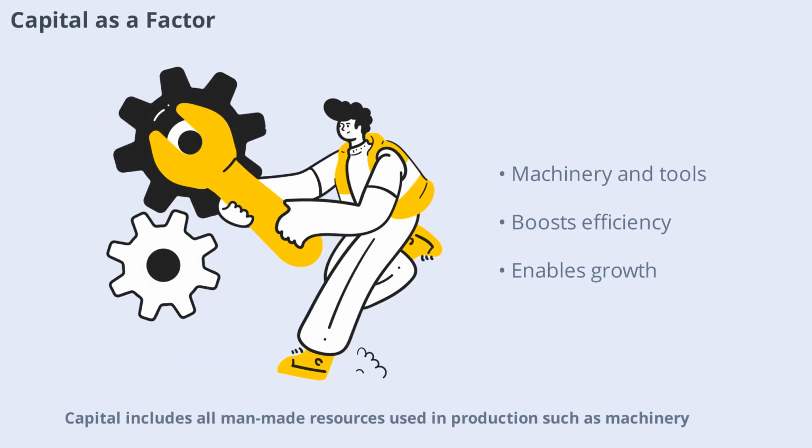Capital includes all man-made resources used in production, such as machinery, buildings, and tools.